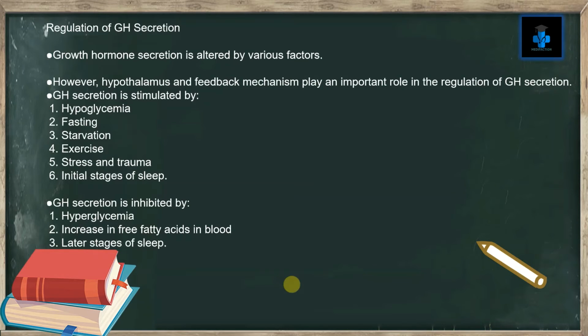Regulation of growth hormone secretion. Growth hormone secretion is altered by various factors. However, hypothalamus and feedback mechanisms play an important role in the regulation of growth hormone secretion. Growth hormone secretion is stimulated by hypoglycemia, fasting, starvation, exercise, stress and trauma, and initial stages of sleep. It is inhibited by hyperglycemia, increase in free fatty acids in blood, and later stages of sleep.